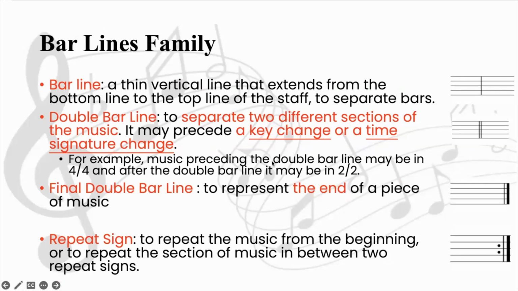Okay. And then the next one is a final double bar line here. We have seen this already. This represents the end of a piece of music. So when you see this, that means this music comes to the end. The last one is the repeat sign. Repeat sign is to repeat the music from the beginning, or to repeat the section of music in between two repeat signs. Okay. Now we will have the example of repeat sign.